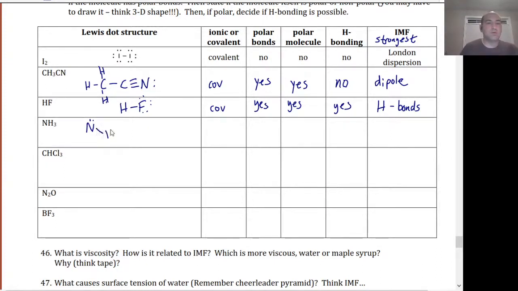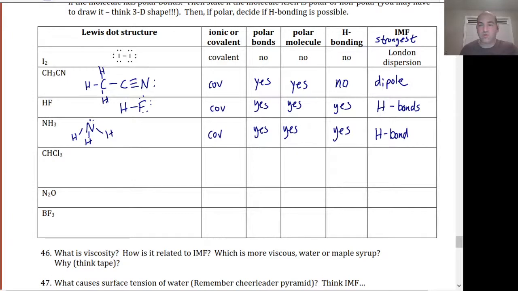This is going to be, we've seen these types of compounds before. It's like a trigonal pyramidal structure, so all the H's are kind of down below the nitrogen. You can think of it that way. That is covalent. That does have polar bonds. It is a polar molecule. And then again, this time we can say yes to hydrogen bonding because the NO-F condition is met. We have N, O, or F bonded to hydrogen, and that is therefore hydrogen bonding.